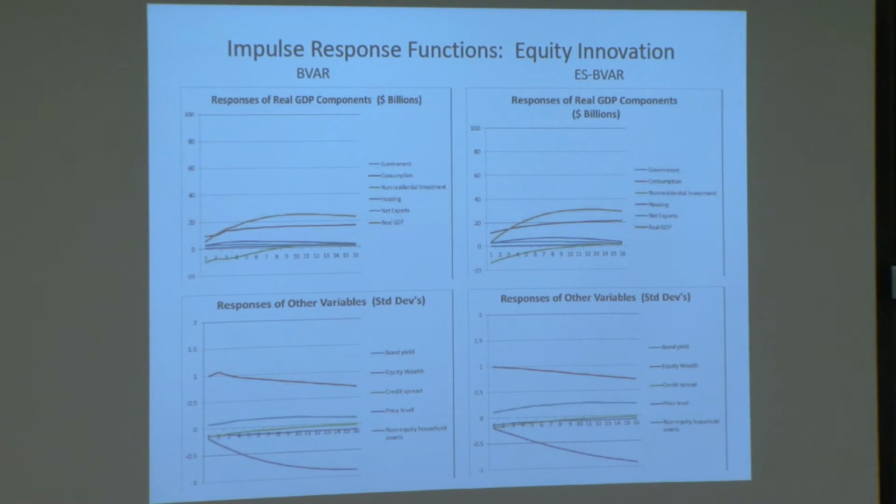On the top graph in each column, I show the components of real GDP. The orange curve here is the total, so that's real GDP. Basically what this says is when there's a shock to equities, that precedes a positive response in real GDP of about 30 billion. When you look at the top graph, it's important to realize the units are in billions of dollars. In the bottom graph, the units are standard deviations, and those are the non-GDP components in this system. So this is an equity innovation. You can see starting at 1 standard deviation, and this is how the system responds to that shock.